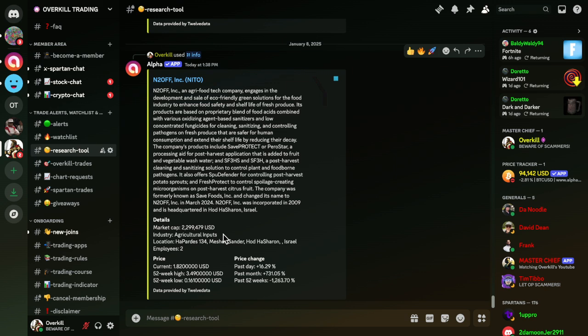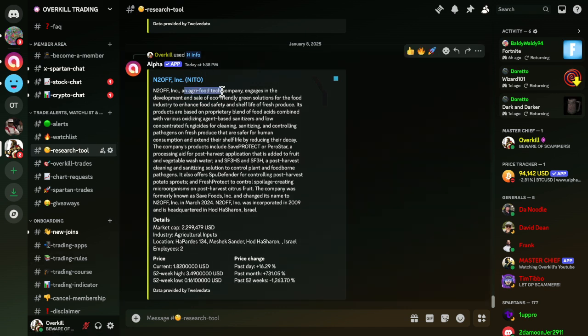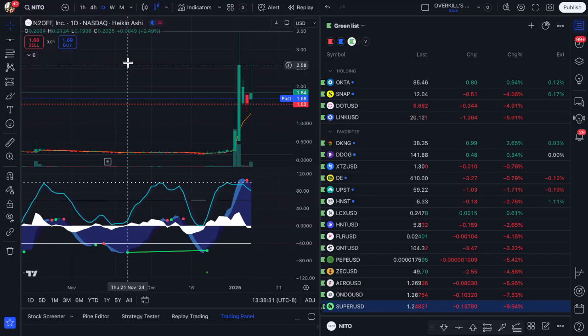That's way too low for me. I mean, obviously you could just put your money in and let it ride, but that's a very, very tiny market cap coin there. It looks like they do agri-food. They're an agri-food tech company that engages in the development and sale of eco-friendly green solutions for the food industry to enhance food safety and shelf life for fresh produce. So that sounds interesting. This would be more of a fundamental play, though.